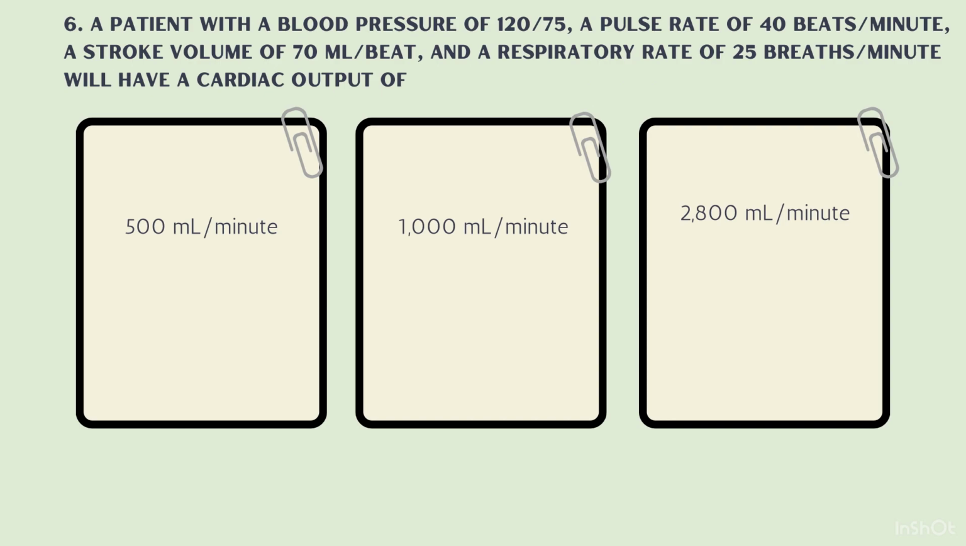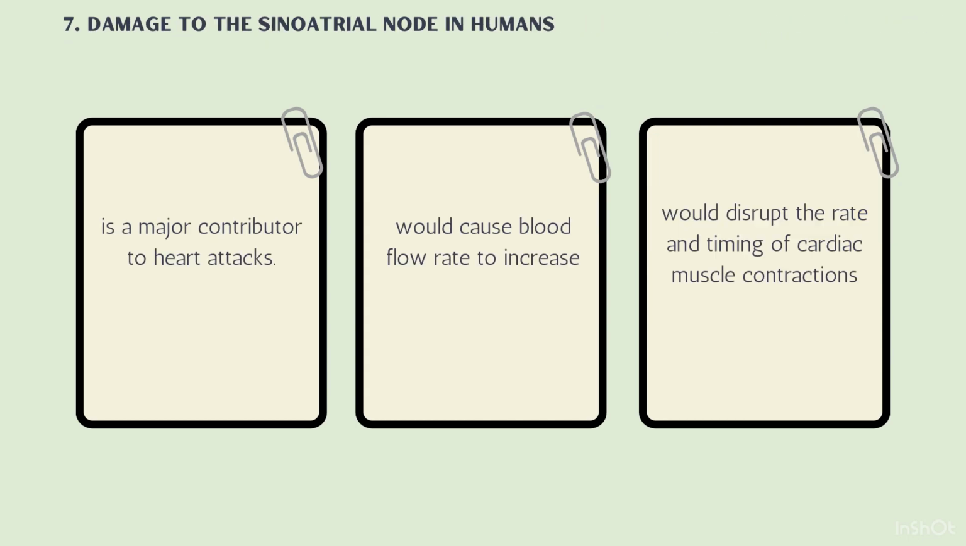A patient with a blood pressure of 120/75, a pulse rate of 40 beats per minute, and a stroke volume of 70 milliliters per beat, and a respiratory rate of 25 breaths per minute will have a cardiac output of 2,800 milliliters a minute. Alright, let's look at 7. Damage to the sinoatrial node in humans would be because of the disruption in rate and timing of cardiac muscle contractions. The other two options are not applicable in this concept.